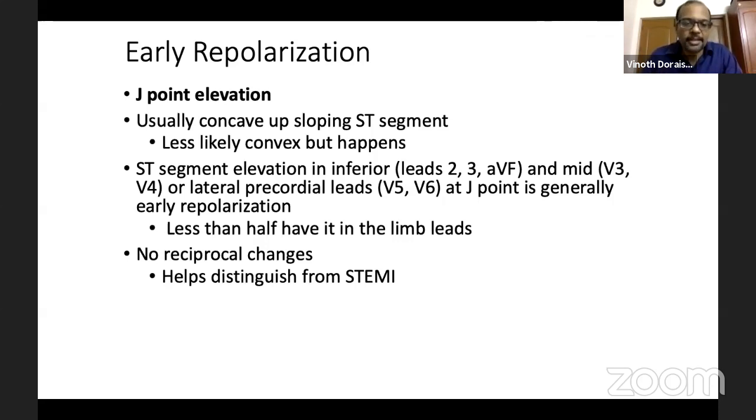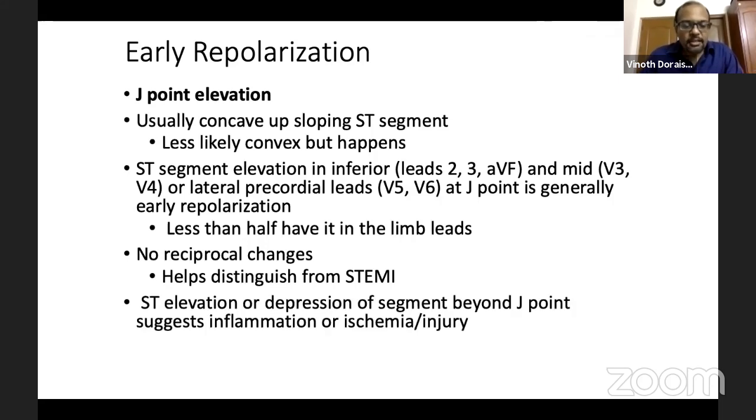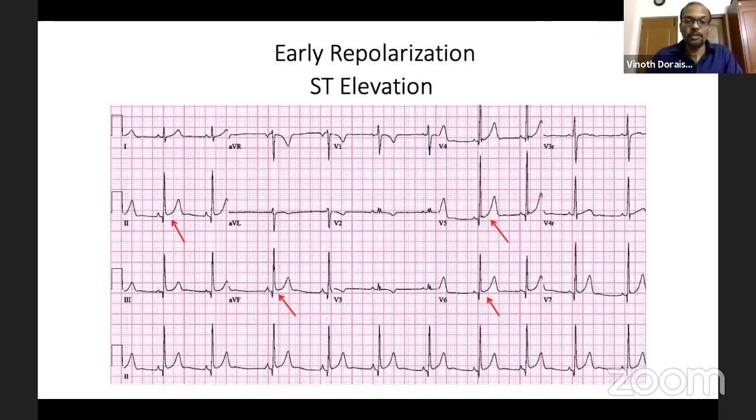So that I will explain later on when we come to the ST segment ECGs. Usually the J point is only elevated in the early repolarization syndrome, but if the ST segment beyond the J point is fully elevated or depressed, then it more likely suggests an inflammation or an ischemia or injury.